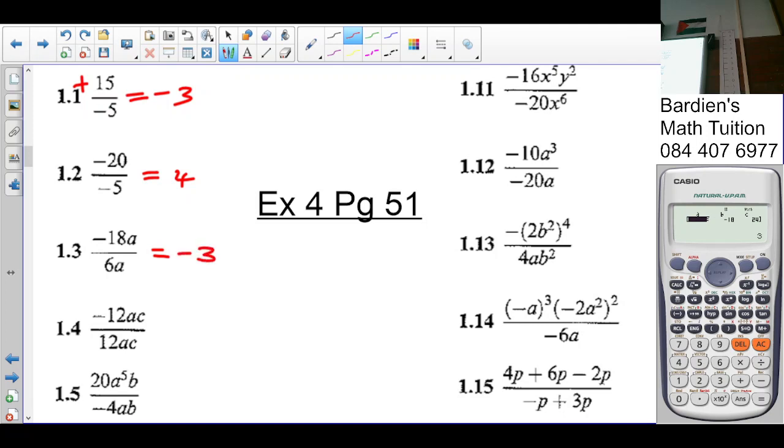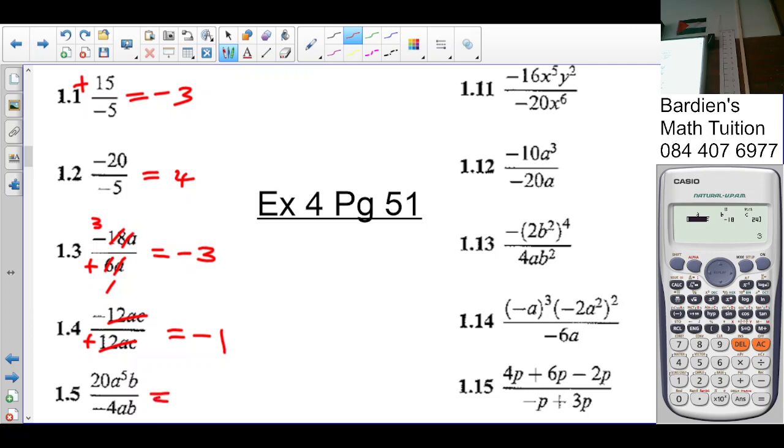You all agree with that? Negative divided by positive is negative. 6 goes into 6 once, into 18 3 times. The a's are the same, so they cancel. Alright, number 1.4. Negative 1 is correct. Negative divided by positive is negative. 12ac cancels 12ac, it leaves you with 1.